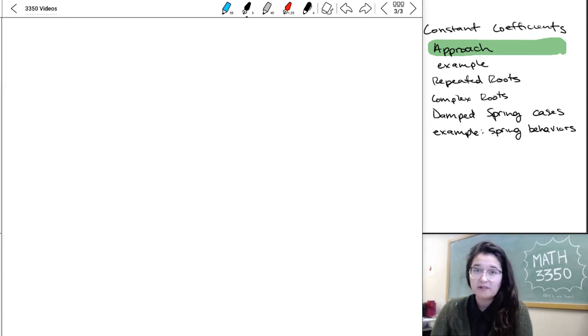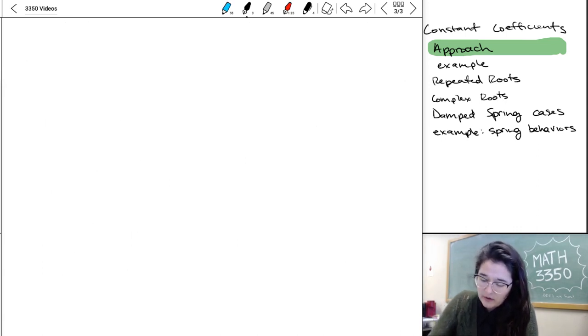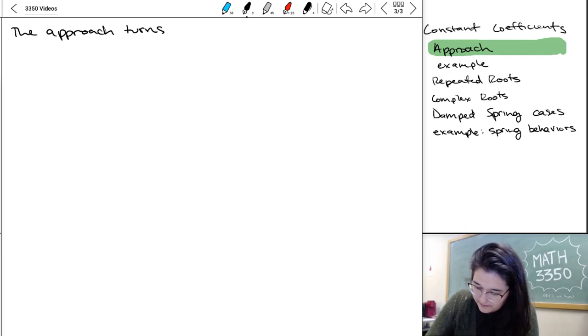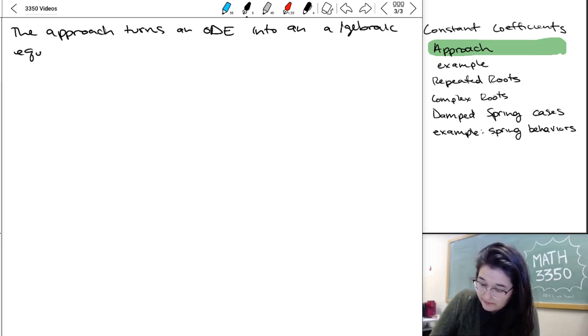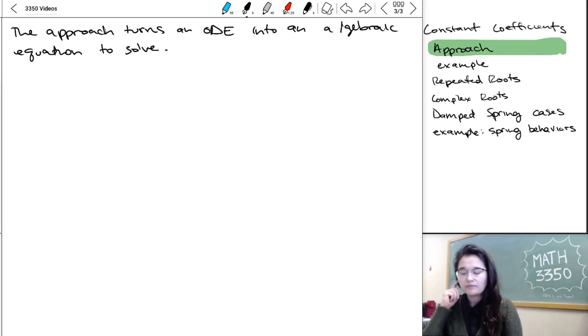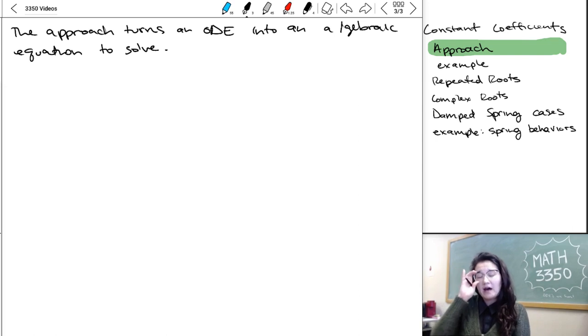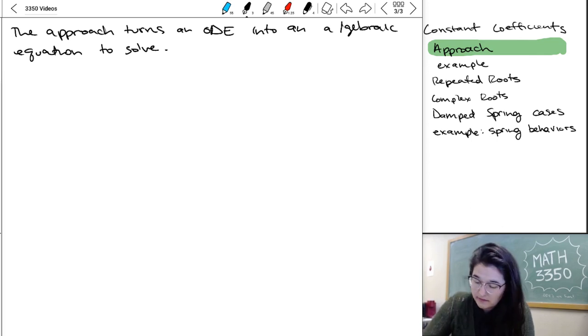But as I've been saying as I was writing down these steps, what's cool about this approach is that it takes an ODE and it makes it into an algebraic equation that we need to solve. But since we need to have n parts of a general solution, we're going to need n roots.